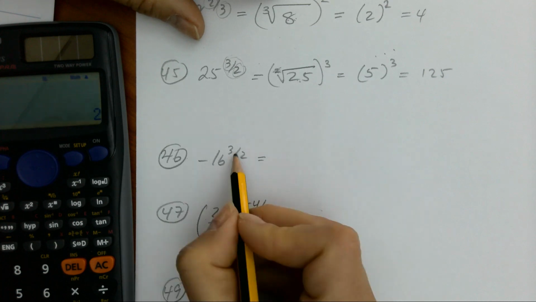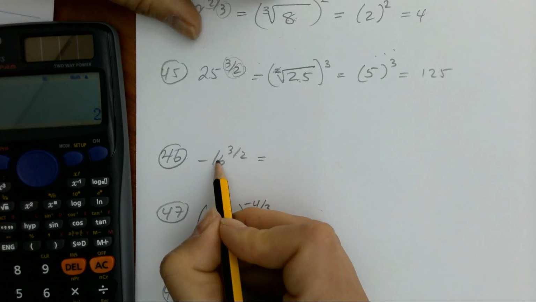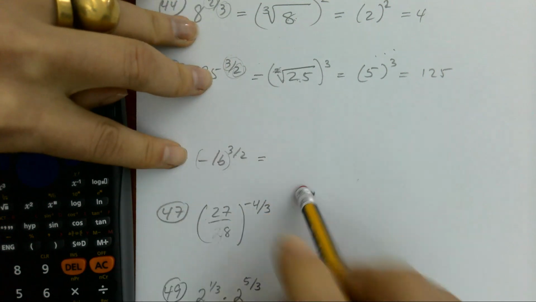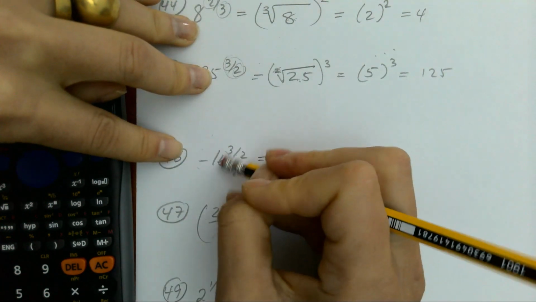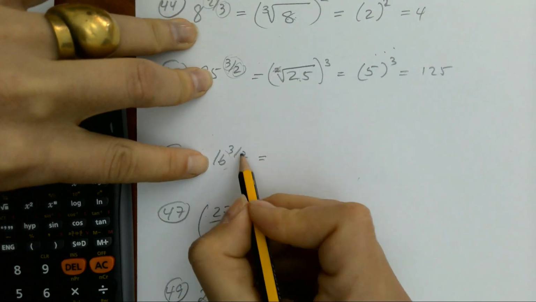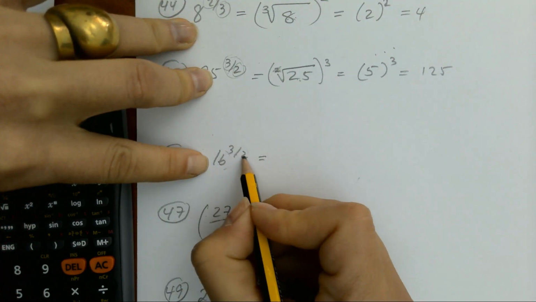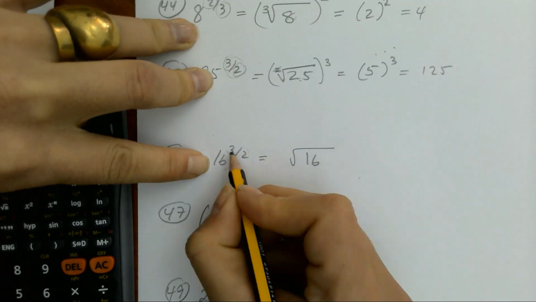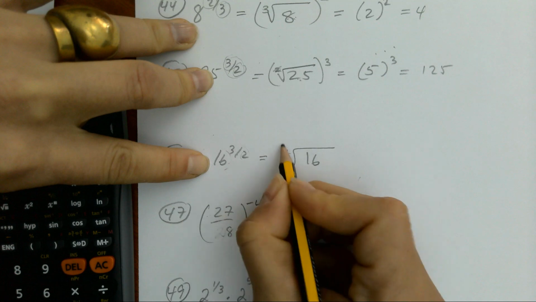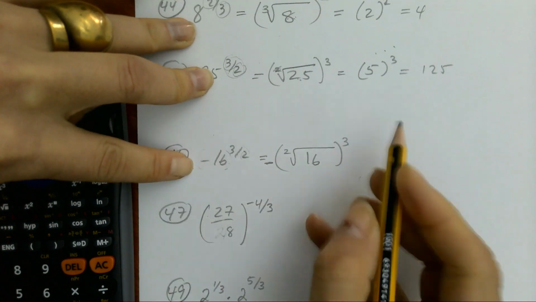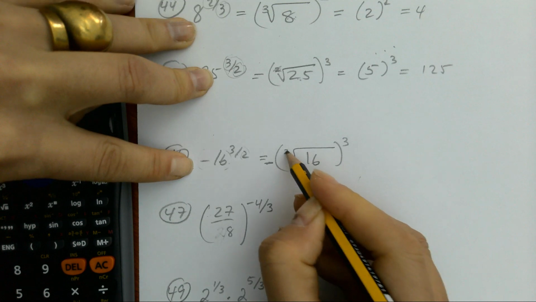So this exponent is only on the 16, not on the negative. If it was like this with brackets, it would also include the negative, but it's not. So I'm going to use my finger to cover it up. Because this is a fractional exponent, I need to use a radical sign, and the 2 goes here, and the power goes here, the 3 goes up, and I put the negative back in front. But because it's a square root, it's a 2, I don't need to put the 2 there.